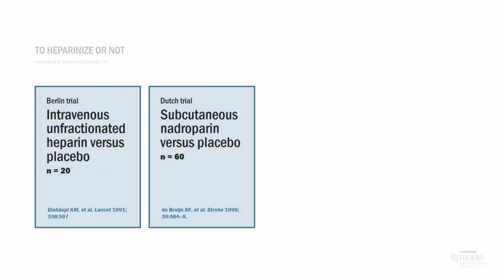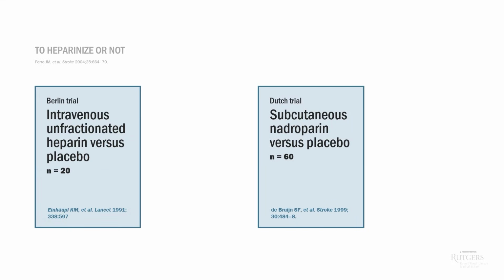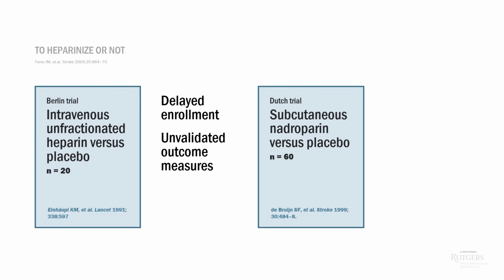Aside from small sample sizes, it's a rare disease after all, major criticisms of the Berlin trial included delayed enrollment. The average length from onset of symptoms to anticoagulate treatment, 4 weeks, was exceptionally long, so severely ill patients could have been excluded. And there was the use of unvalidated outcome measures. The outcomes were not based on the modified Rankin score that is widely used in stroke trials today, and technically existed at the time these trials were conducted.